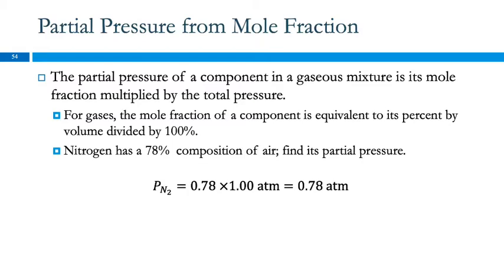Gas mixtures are often identified as volume percentages, and a mole fraction is the same as the volume percentage divided by 100. So air is 78% nitrogen. Find its partial pressure. Well, if it's 78%, that means it's 78 parts nitrogen out of 100 parts air.